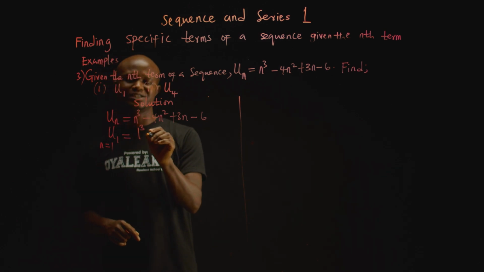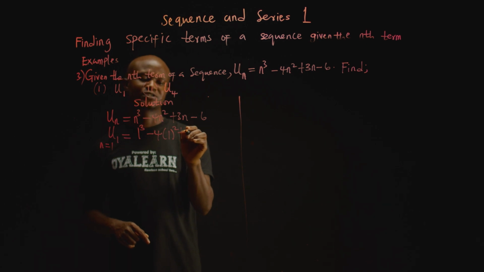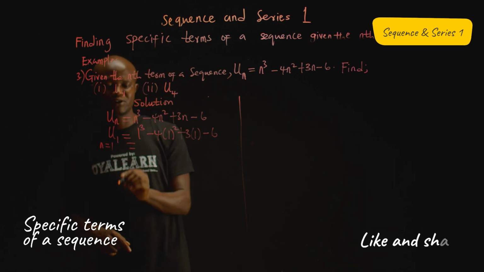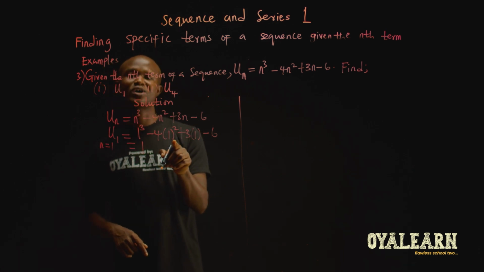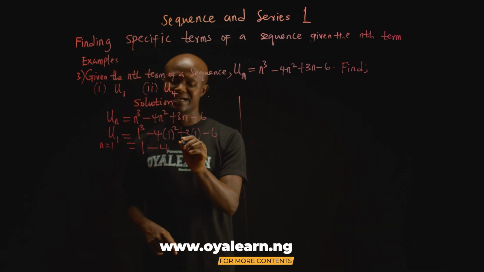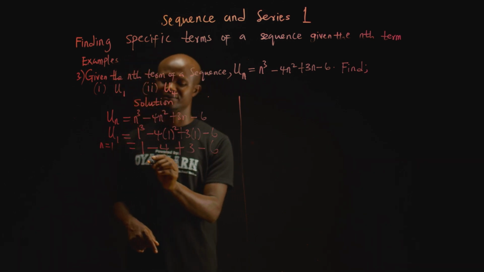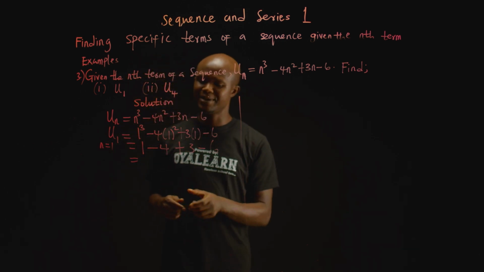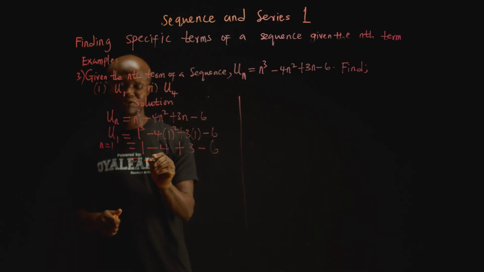So we have 1 raised to the power 3 minus 4 into 1 squared plus 3 into 1, then minus 6. Now simplifying. 1 raised to the power 3, that is 1. Then 1 squared is 1. 1 times 4, we have 4. So we have minus 4 here. Then plus 3 minus 6. 3 times 1 is 3. So 1 minus 4, that is minus 3. Then minus 3 plus 3, that is 0. So 0 minus 6, we have minus 6.